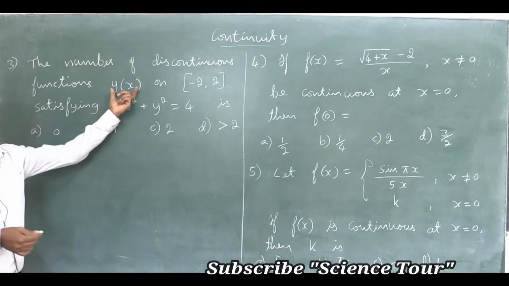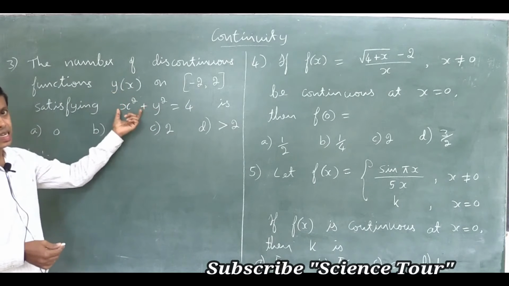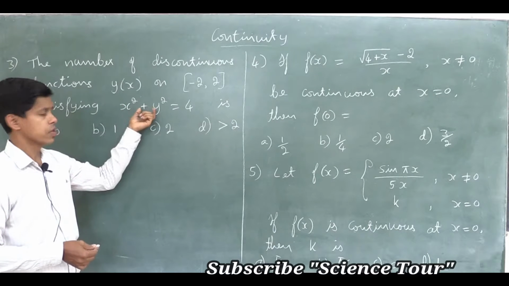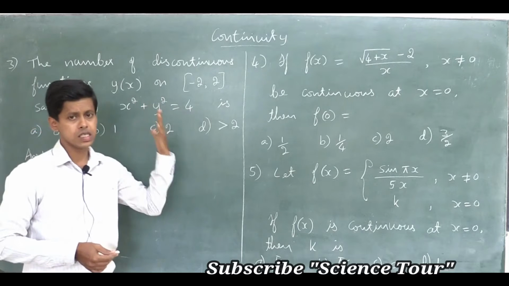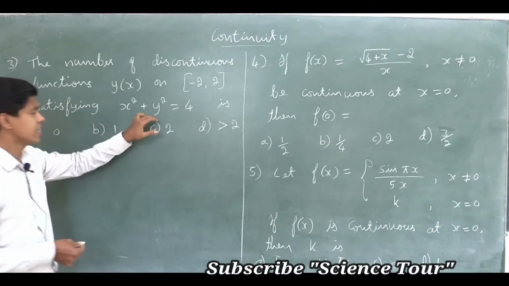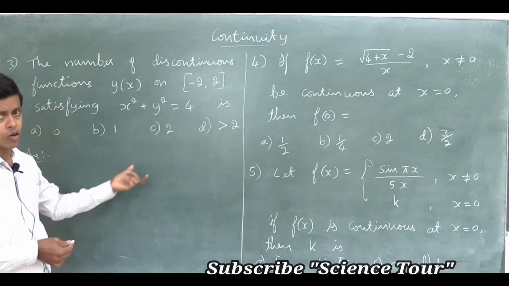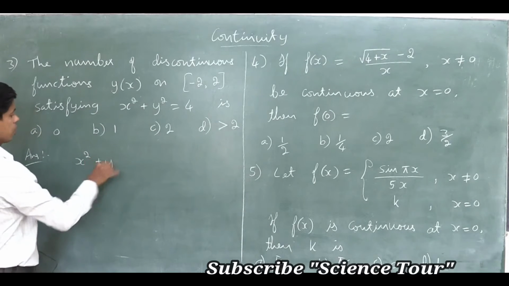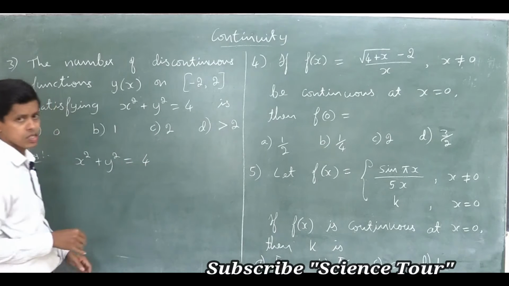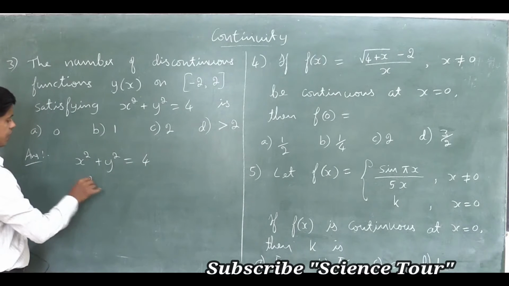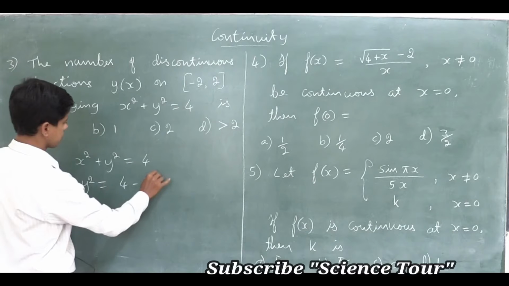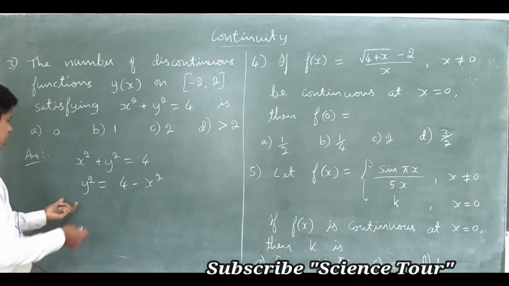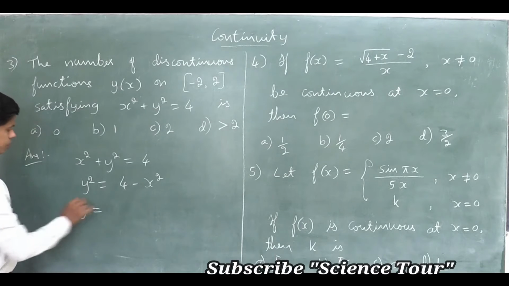So y of x is implicitly expressed in this equation. The equation is x square plus y square is equal to 4, so this is an implicit function. Let us write that in the form of f of x. The given expression is x square plus y square is equal to 4. So from this we get y square is equal to 4 minus x square. Now the function is y of x, or you can just write it as y.